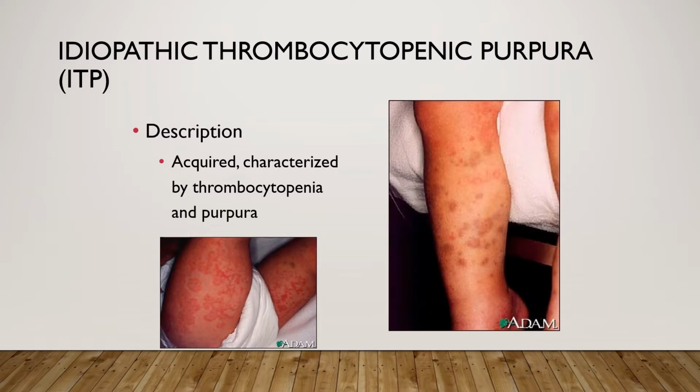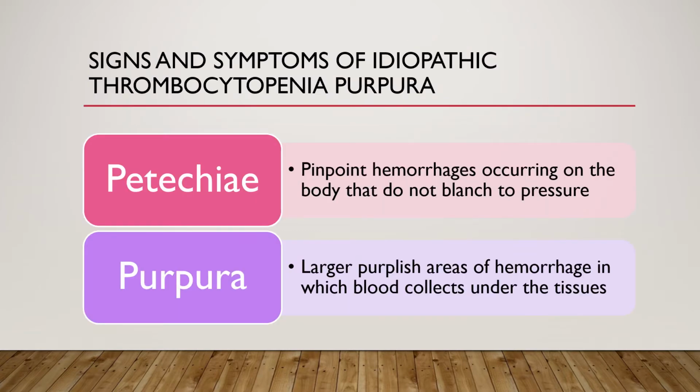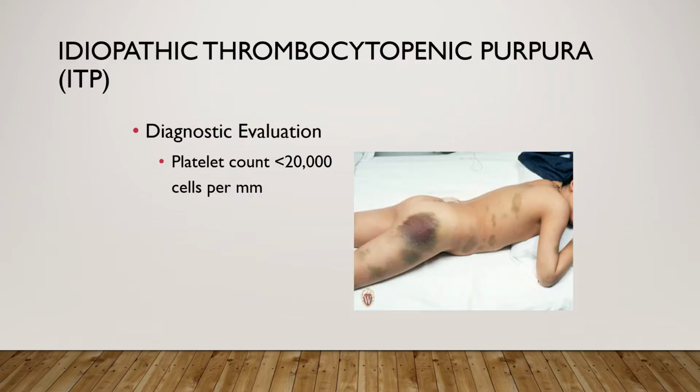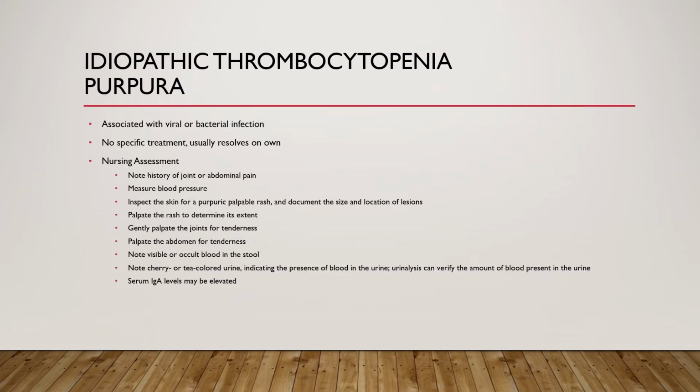This is idiopathic thrombocytopenic purpura, ITP, acquired. This is a good picture of purpura. Signs and symptoms: you have petechiae, which are pinpoint hemorrhages, and purpura, which are the larger purplish areas. You can also have some major bruising. Platelet count is under 20,000. This kid looks like they're abused, but they actually have ITP. It's associated with a viral or bacterial infection.